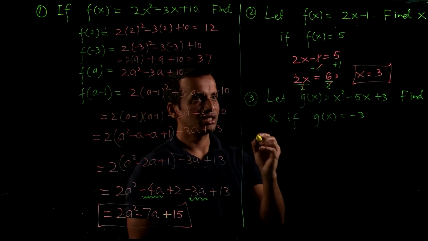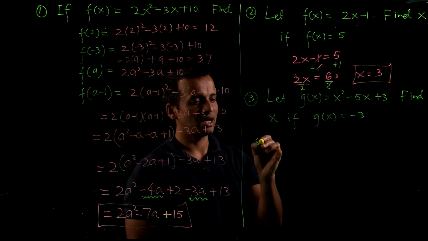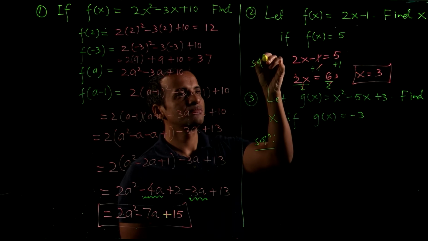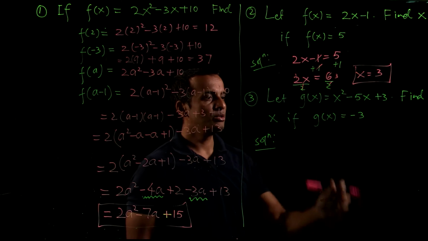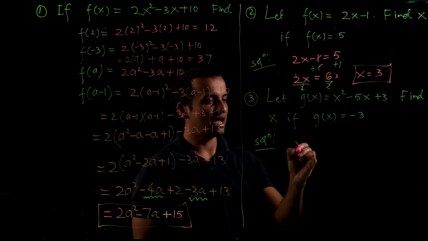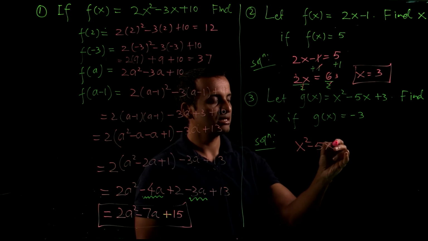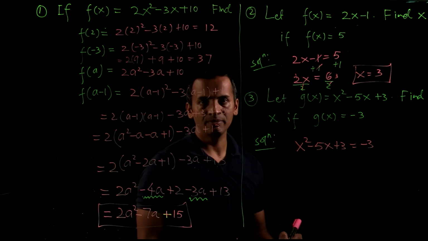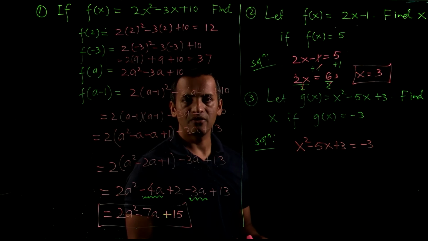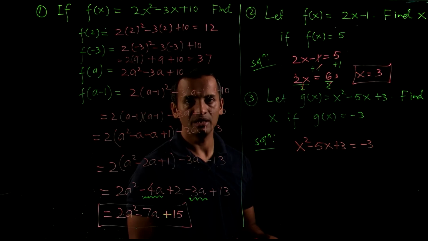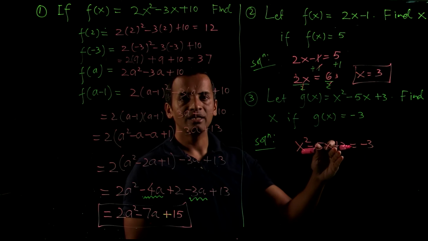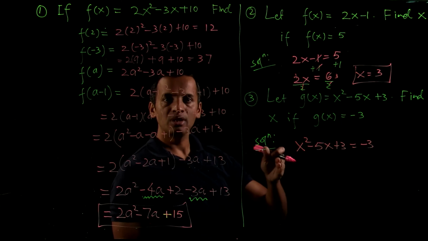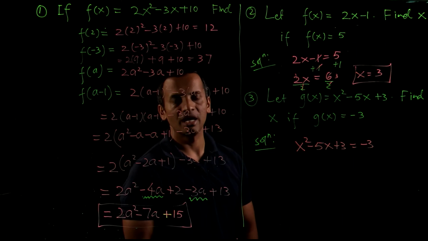So what is g(x)? To solve this, you replace g(x) by that value. So you have x squared minus 5x plus 3, and this equals negative 3, that is given. To solve any quadratic equation, basically you make the right side 0, meaning that if there is anything on the right hand side, you pull that to the left hand side and then set the right hand side to 0.